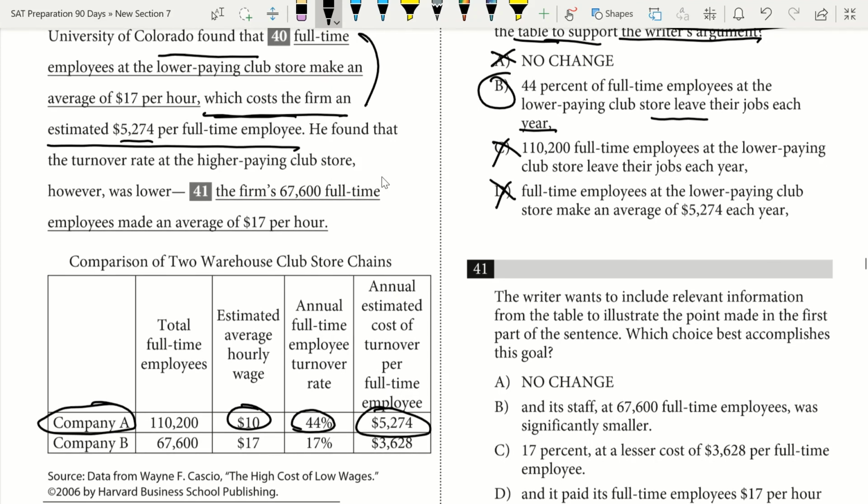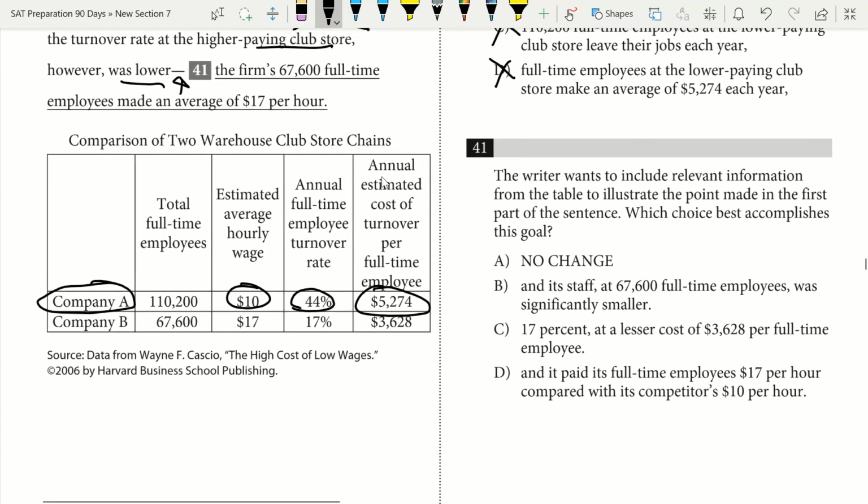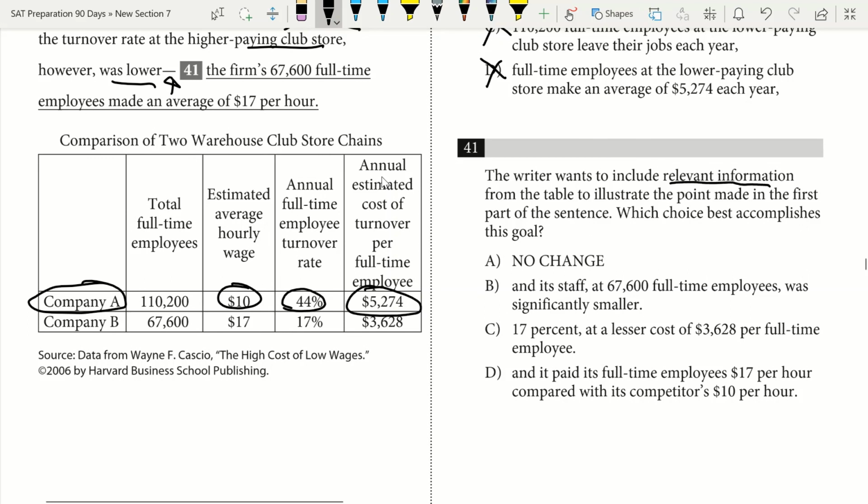All right, so he found that the turnover rate at the higher-paying club store, however, was lower. So if that turnover rate at the higher paying club store was lower, and then we're using an em dash here, we're going to try to emphasize that lower turnover rate. So we're probably going to want to say something about that. So 41 says the writer wants to include relevant information from the table to illustrate the point made in the first part of the sentence. So illustrating that lower turnover rate, which is going to accomplish this?